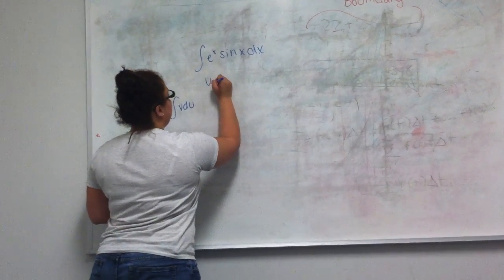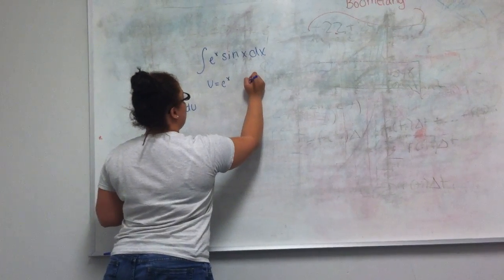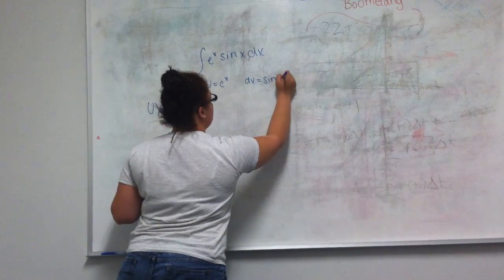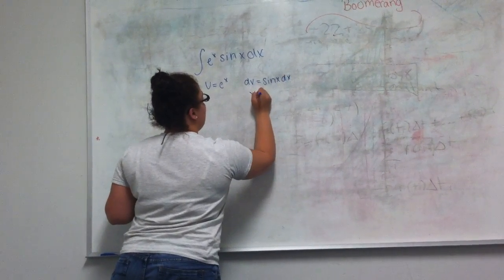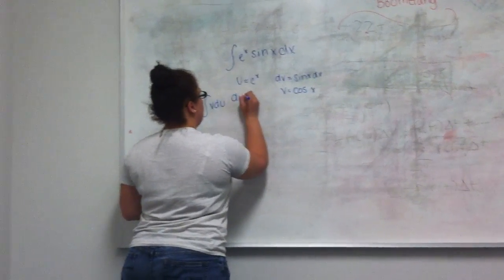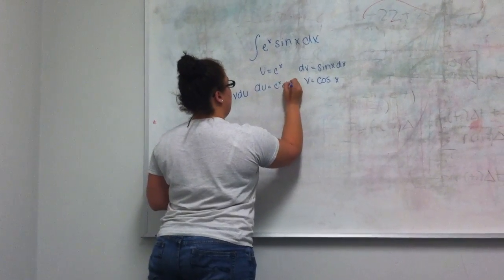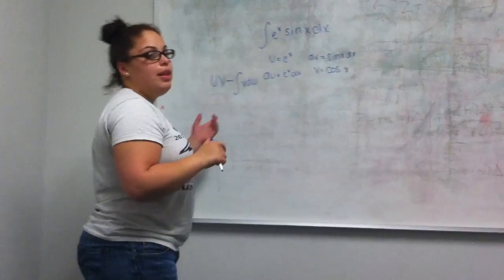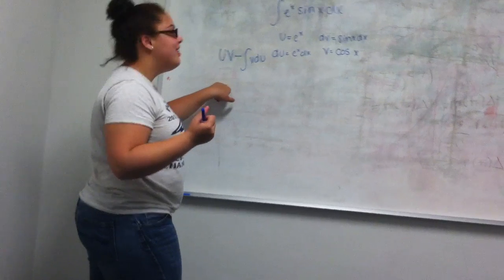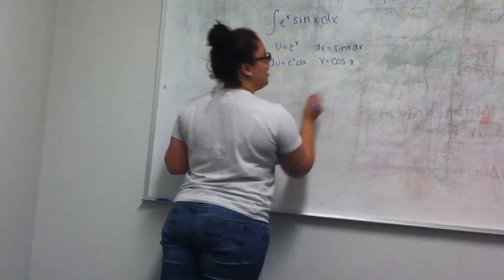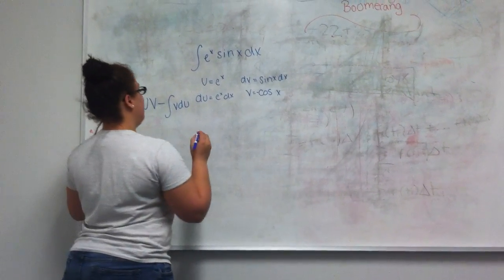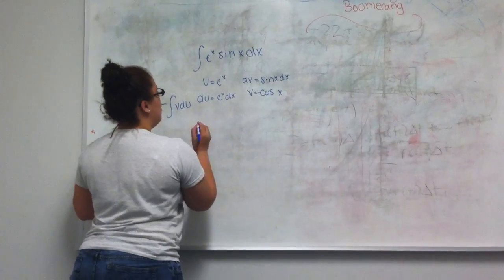So we choose our u to be e to the x and our dv to be sine of x dx. Our v then becomes cosine of x, and our du is then e to the x dx. We then plug it directly into the formula, and we forgot the negative in the cosine. So we plug it back into our formula and we find our u is e to the x.